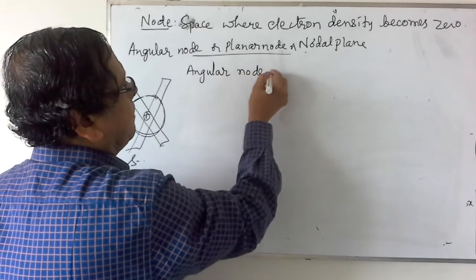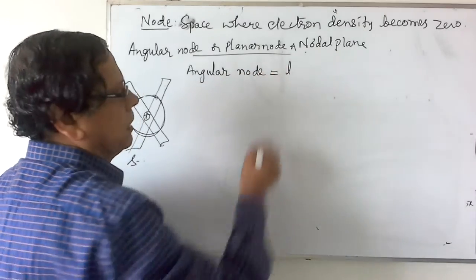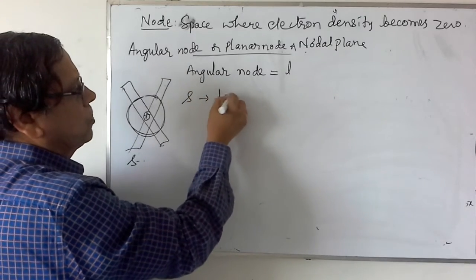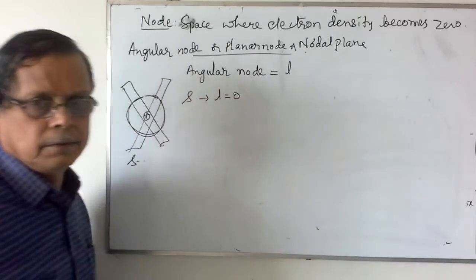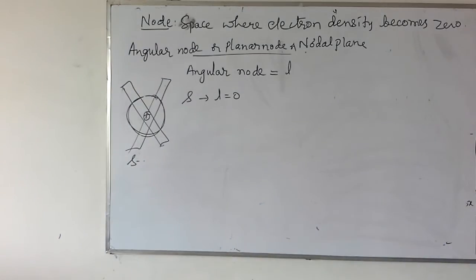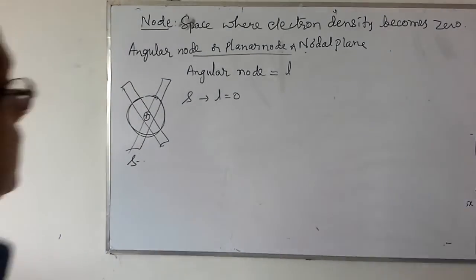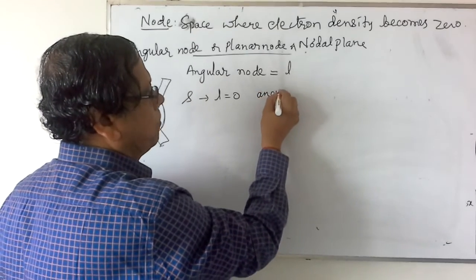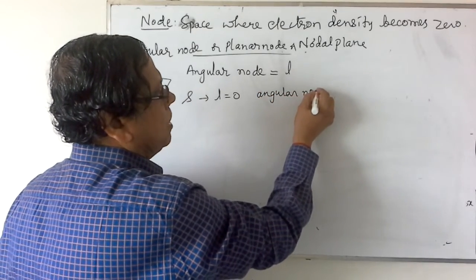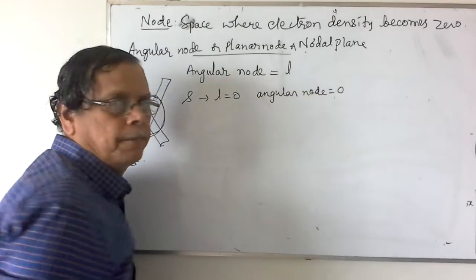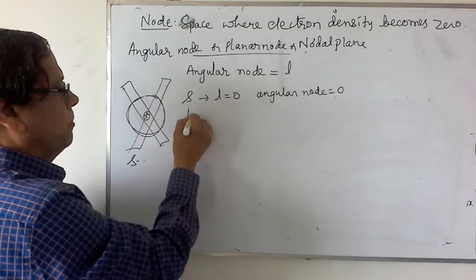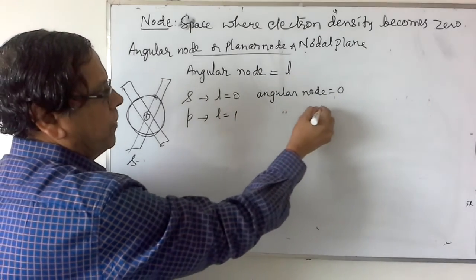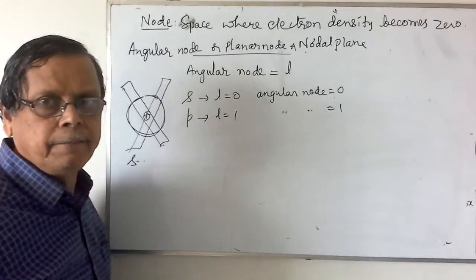For such angular node, it is calculated by using the value of L. For s orbital, L is equal to 0. Therefore, number of angular nodes is 0. If you consider p orbital, for this L is equal to 1. Therefore, angular node for the p orbital is equal to 1.